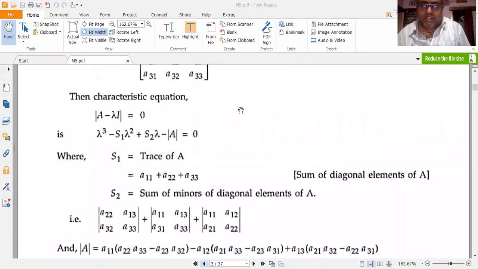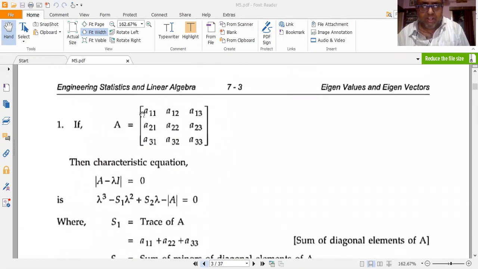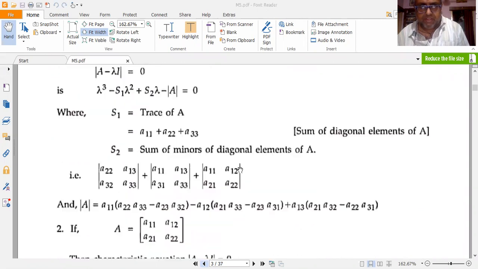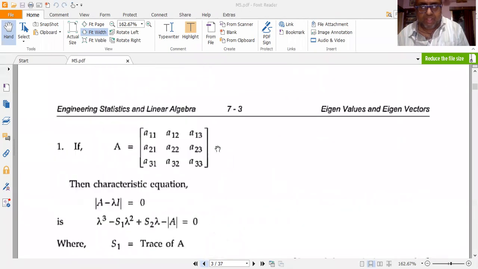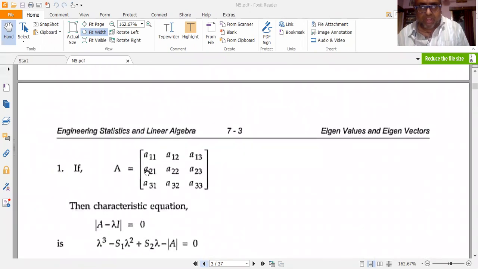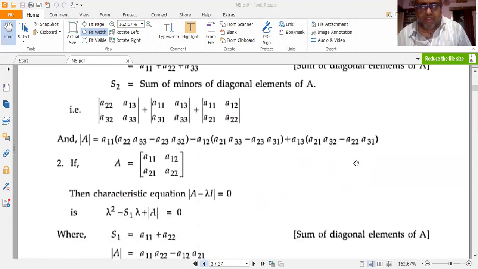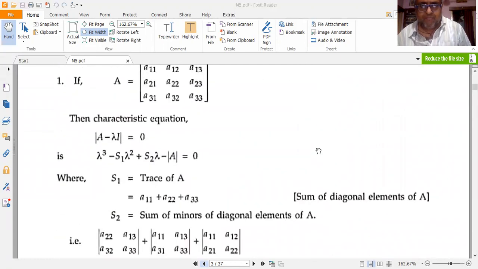You know how to calculate the determinant. So the determinant of A is simply given by A11 into (A22 A33 minus A32 A23), minus A12 into (A21 A33 minus A31 A23), plus A13 into (A21 A32 minus A31 A22). So how do I obtain this? Let me explain. This is the formula that we have written for the 3x3 determinant.